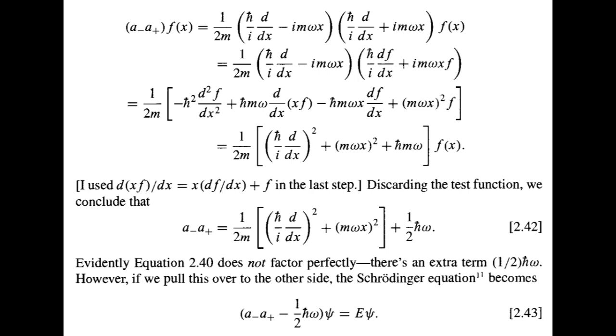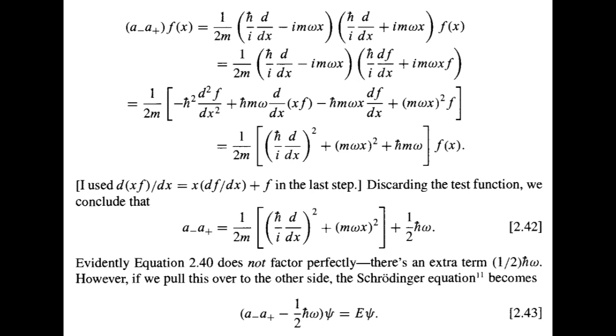But anyway, here are the steps that Griffiths takes in order to get his solution, where essentially you just use your standard foiling method through each of the terms. And what it resolves to is a sub minus a sub plus equal to 1 over 2 times the mass times the quantity of h bar divided by i times the derivative with respect to location, squared, plus m times omega times x, squared, all of that quantity plus 1/2 h bar omega.